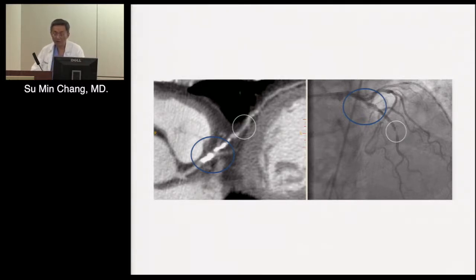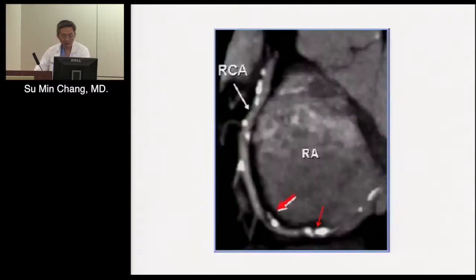So the presence of calcium, even if it's very dense, doesn't mean that you're going to have stenosis, because most of the time it's eccentric, or when it's very severe, it can become concentric, and that pretty much excludes the possibility of seeing through the lumen because of the blooming artifact.